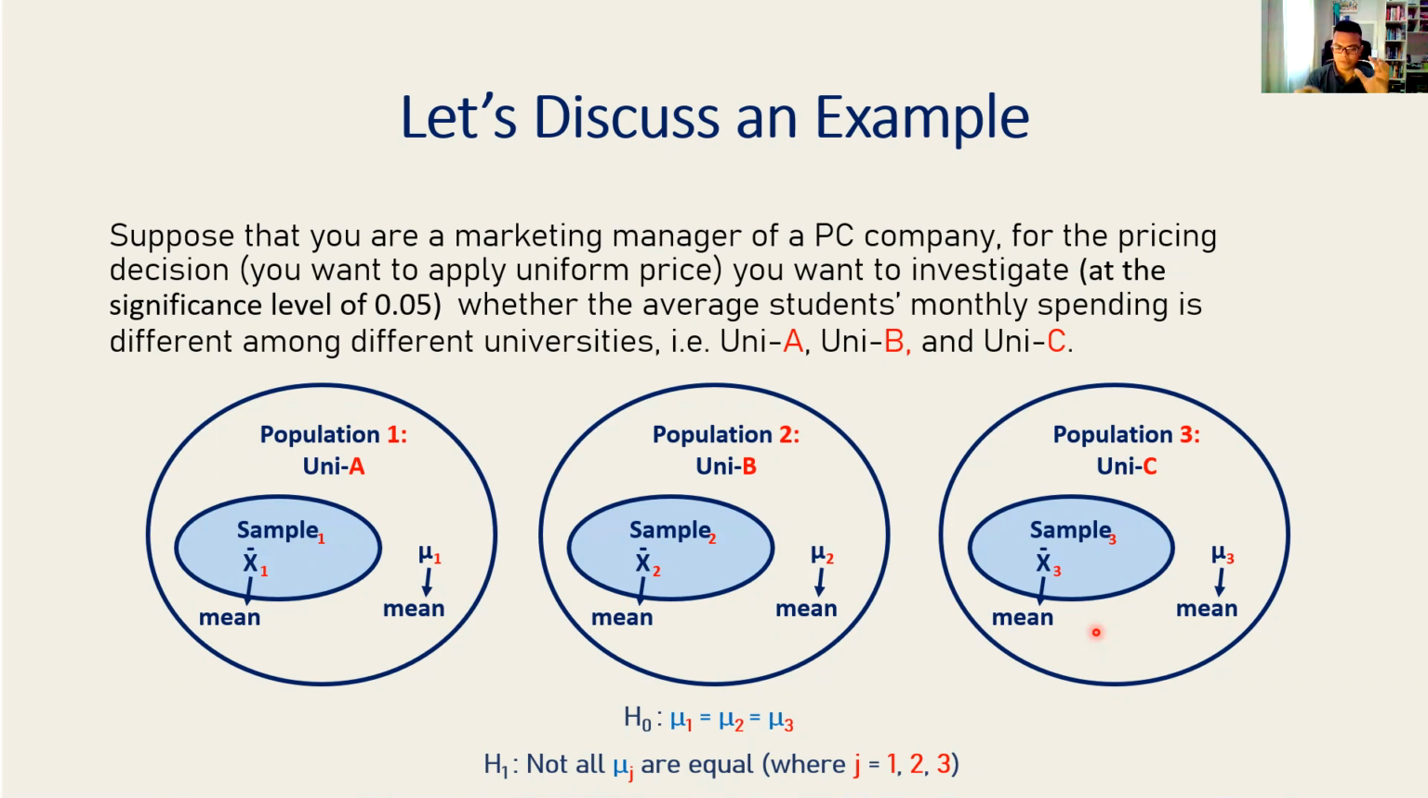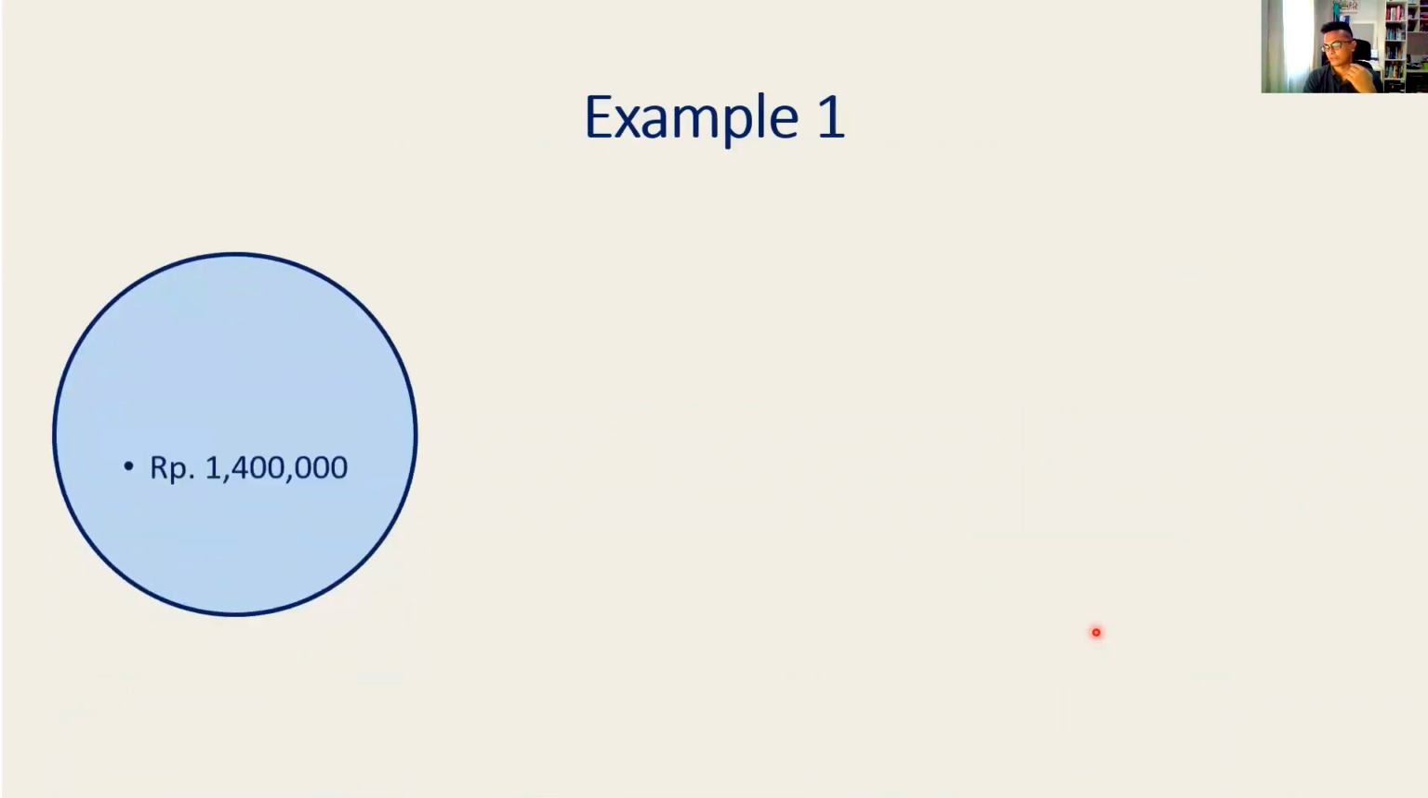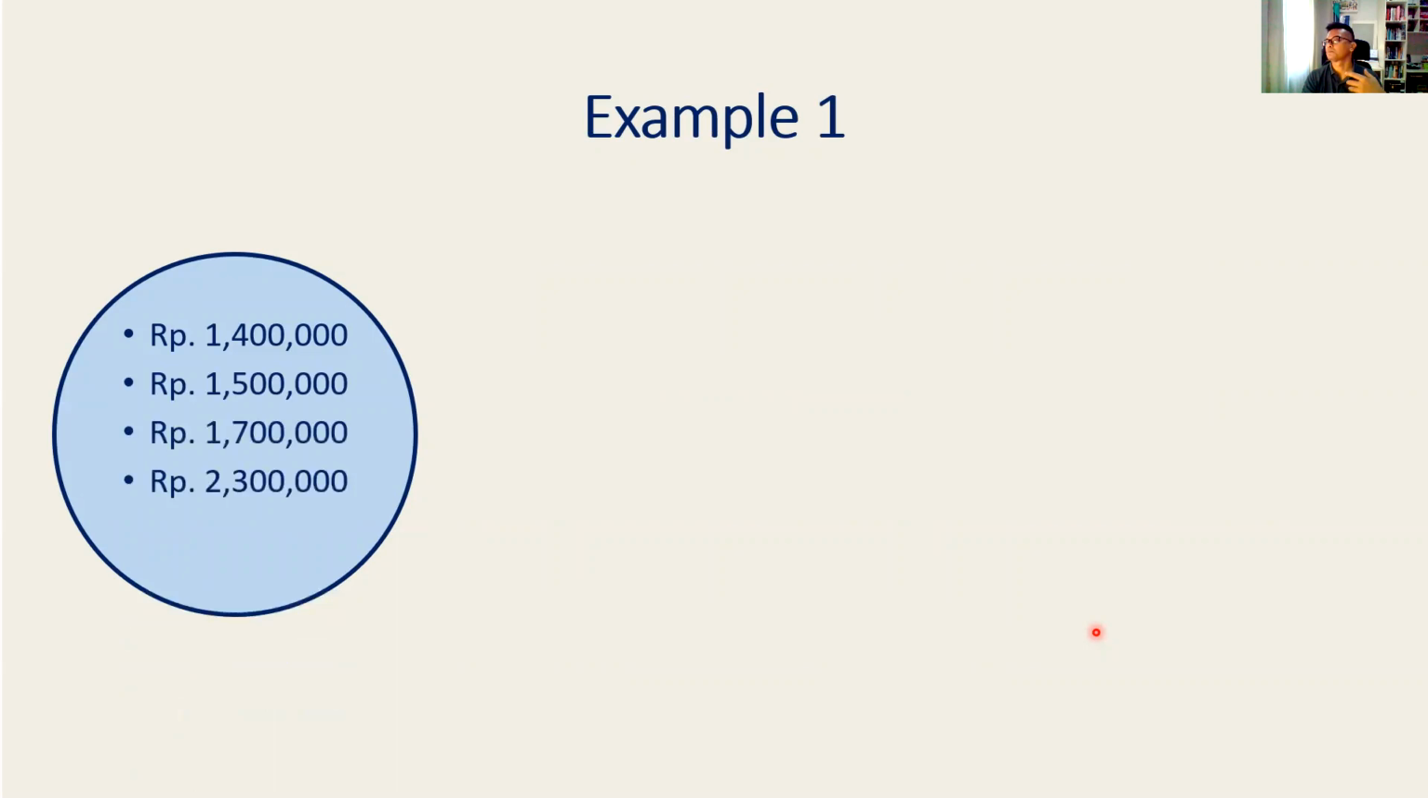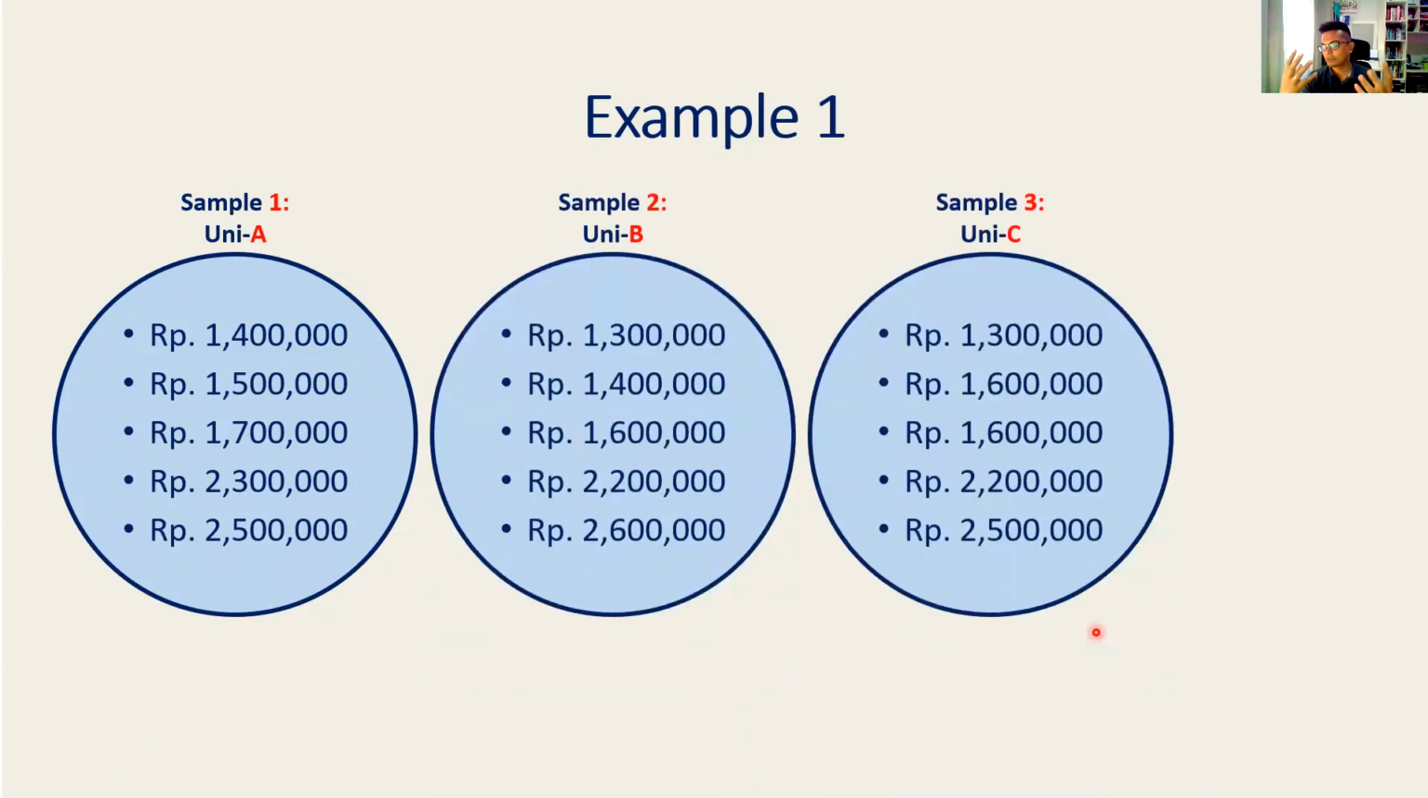First, of course, from each of the populations, you pick several respondents as samples. For example, in University A, the first respondent states, okay, my monthly spending is about 1.4 million. The second respondent is 1.5 million, and so on. You do it for University A, and then you also pick several respondents from University B and University C.